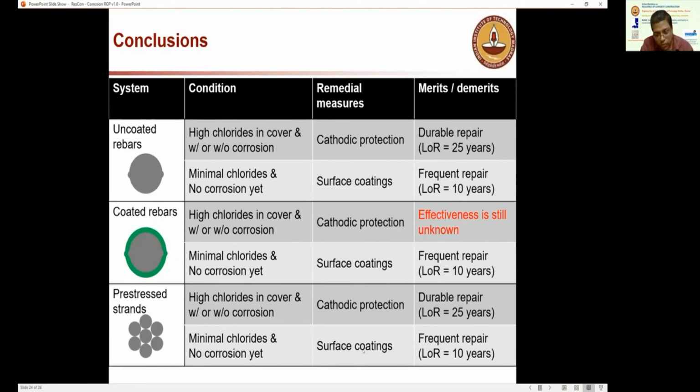And if it is a surface coating, then every 10 years you have to keep doing it. But again, the main point is if you go for surface coating, you have to really act as early as possible. Otherwise, the effectiveness is very, very minimal. So the main message is apply the surface coatings, if it is in a chloride environment condition, for these coated rebar systems and pre-stressing strand systems as early as possible, especially before their corrosion initiation, which can be determined using the nomogram, which I mentioned earlier.